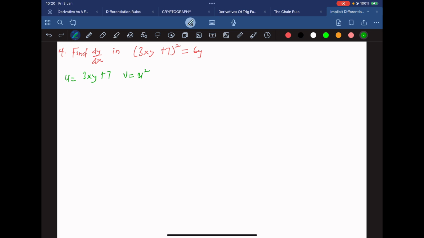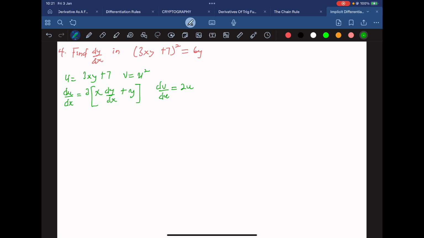So in that case, to differentiate the u with respect to x, we have 3 is a constant. Remember, x and y, this is a product. So we hold the first one in place, differentiate the second one, plus we differentiate x, we have 1 multiplied by y, we have this. Then if we differentiate 7, this goes to 0. So we just have this. Then our dv/du is just 2u.